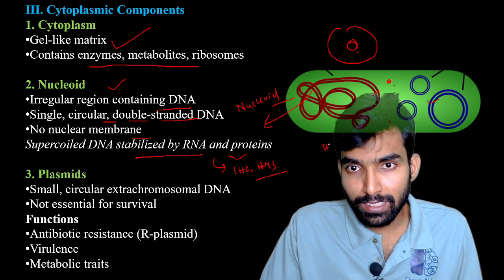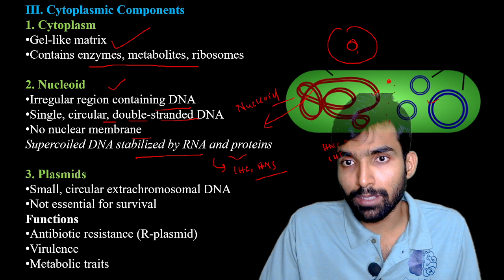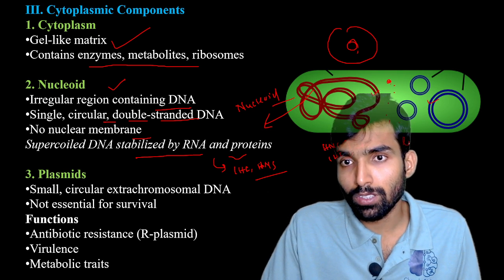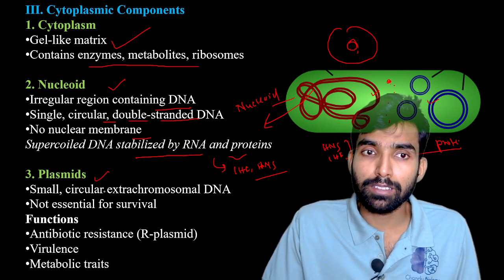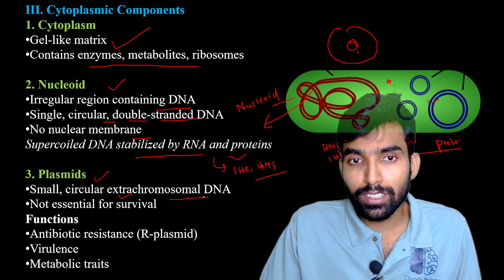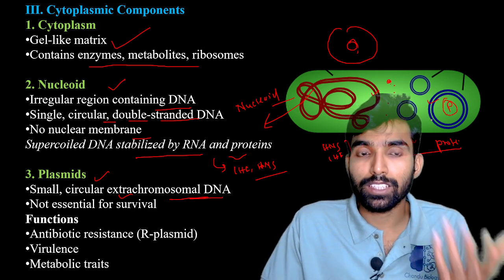Remember, HNS and IHF are histone-like proteins that help in supercoiling. Next thing is the plasmid. Plasmid is a small, circular, extrachromosomal DNA. So that's the plasmid. So what's the actual role?